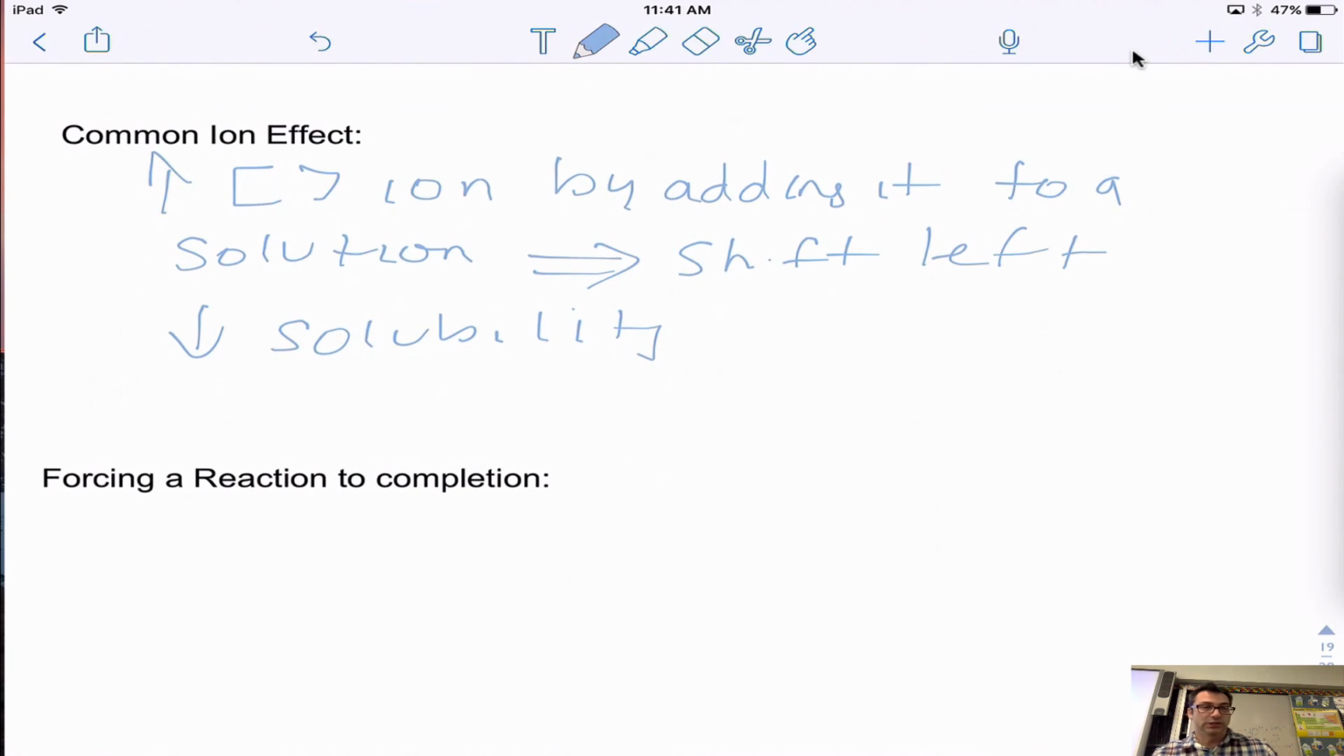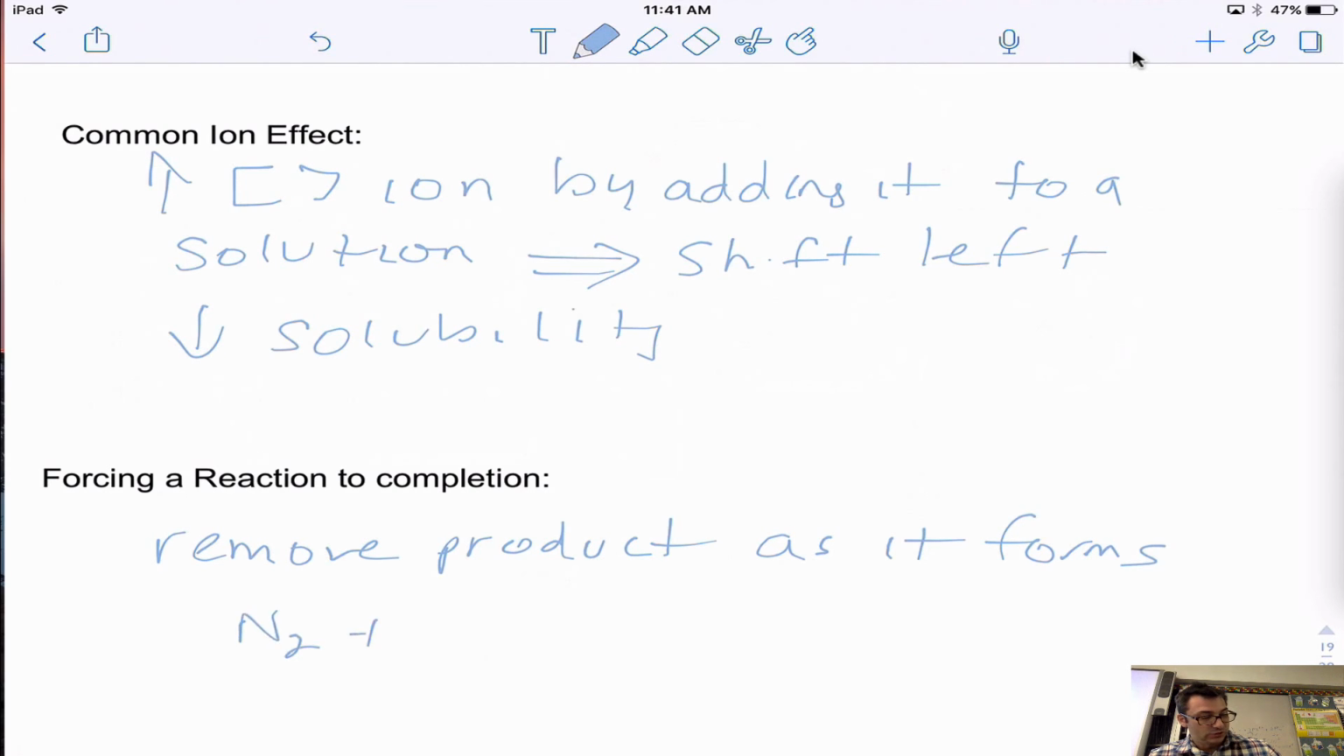Forcing a reaction to completion, with Le Chatelier's principle, we can do this in a few ways, but one way that is most popular to do it is to actually remove product as it forms. So if we had a reaction like N2 plus 3H2 yields 2NH3, and we want to form ammonia gas, well, one way to form ammonia gas is to remove it as it forms. If we decrease the ammonia gas as it's forming, there won't be a reverse reaction occurring, and the reaction will be forced to head in only one direction, which would be the forward direction.